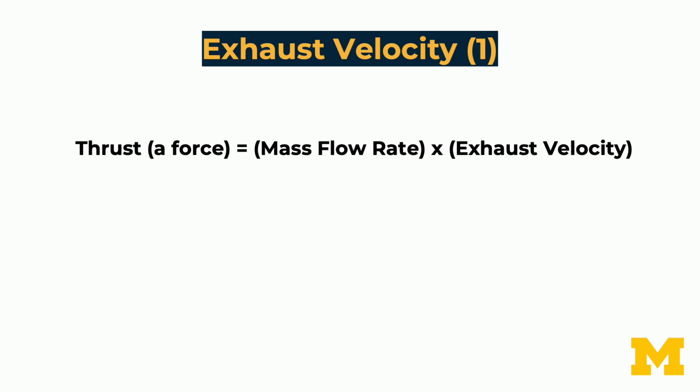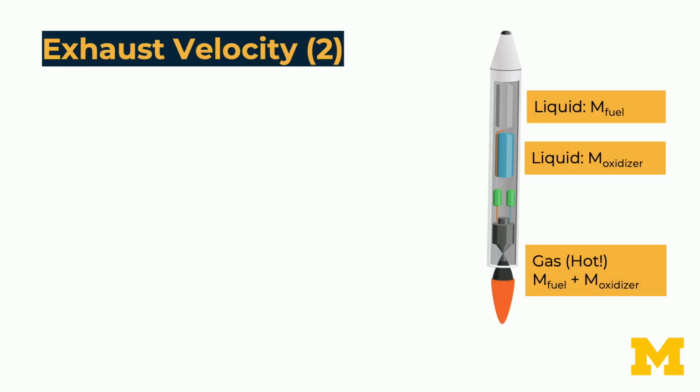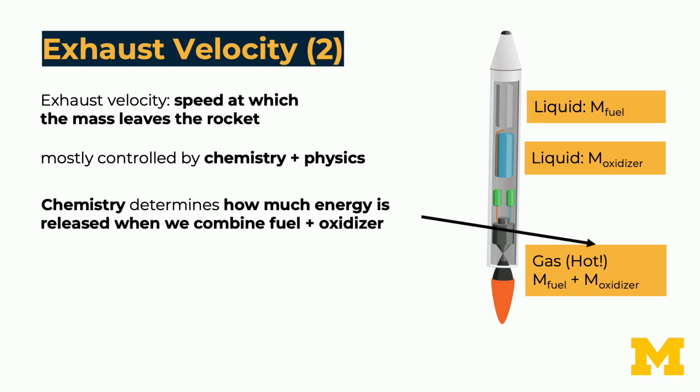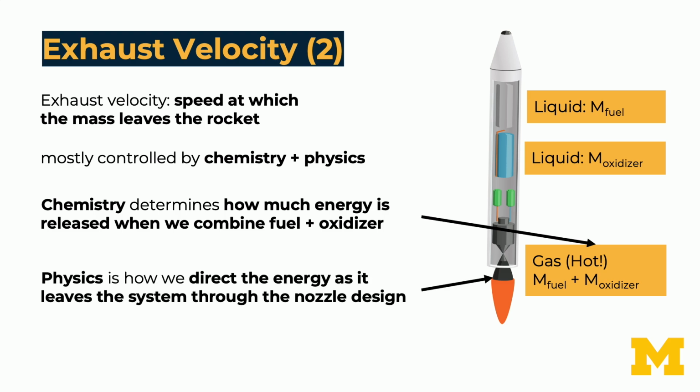So if you wanted to double the thrust, could you double the exhaust velocity? Well, that is much, much harder. So you have the rocket with the mass of the fuel and the mass of the oxidizer coming out. And the exhaust velocity is the speed at which that mass leaves the system. This is mainly controlled by chemistry and physics. So chemistry determines the energy that is released when you combine the fuel and the oxidizer. And the physics is like the nozzle design. So how you take that heat and turn that into momentum.